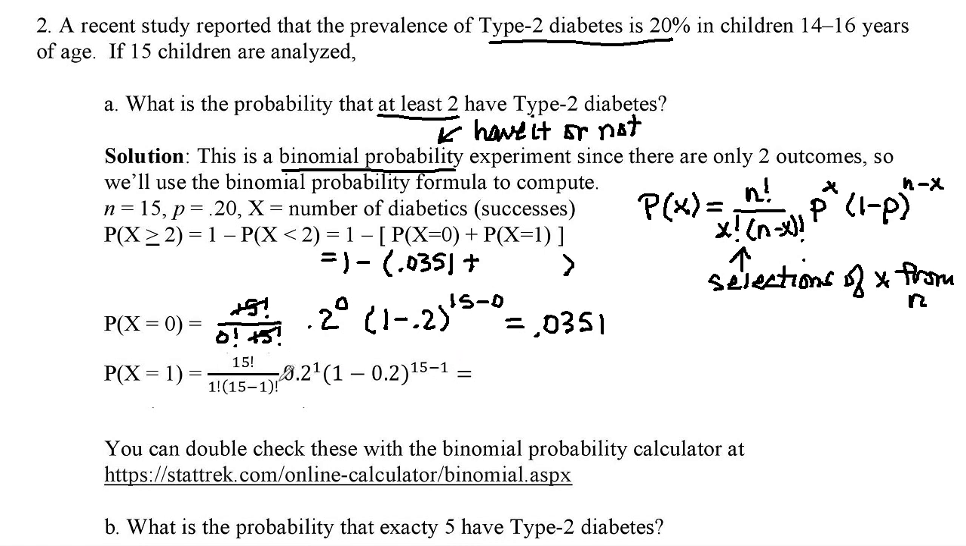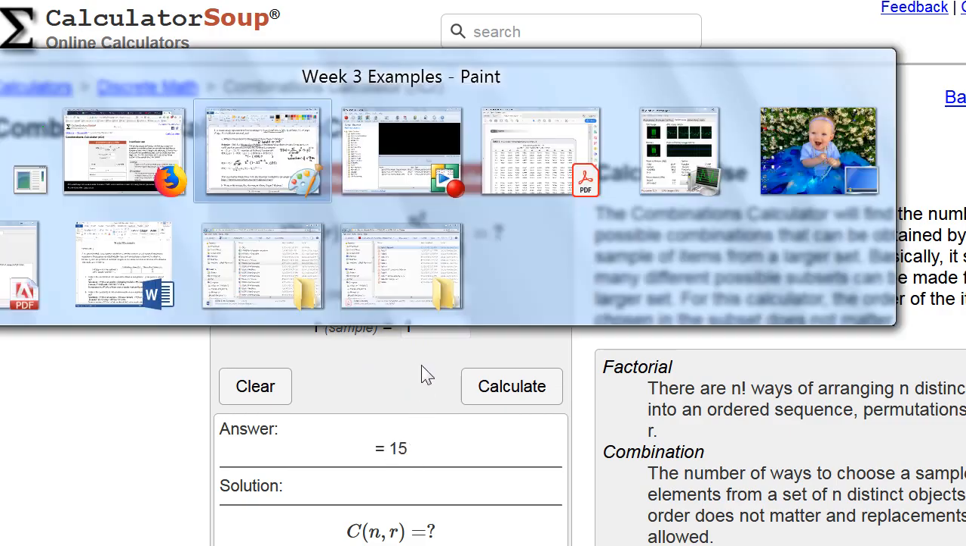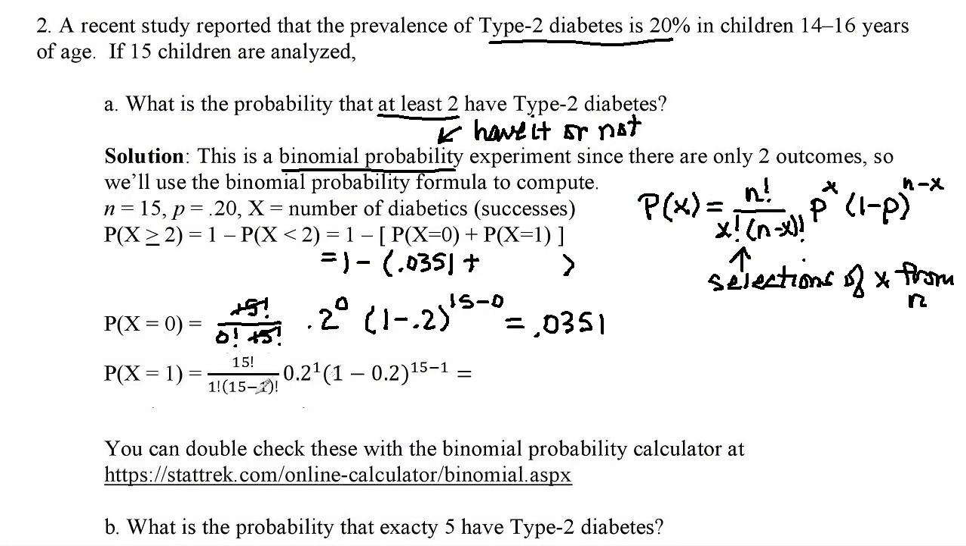So again, this number out in front, if you don't have combinations on your calculator, just go to the combinations calculator at Calculator Soup. So I'm going to change that to a 1, press calculate, and 15 now is that answer. So this is 15. So it'd be 15 times 0.2 to the first power times 0.8 to the 14th power. So if you key that in, you'll get 0.1391. Oh, I'm sorry, 0.1319.